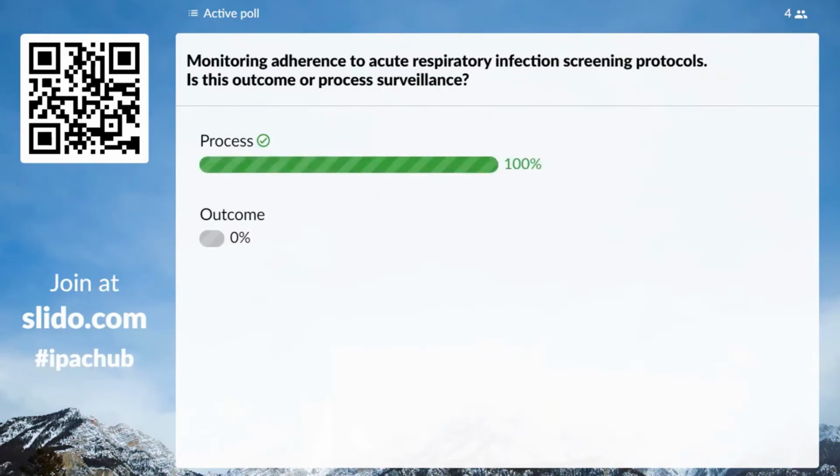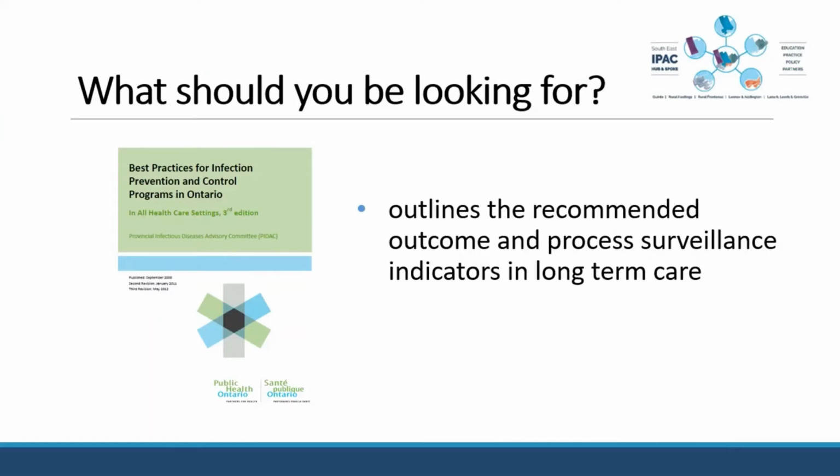Some responses here. Oh, perfect job. Well done. A very, very good understanding of the difference between outcome and process surveillance. And yes, monitoring adherence to acute respiratory infection screening protocols would be process surveillance. You're checking how well people are recording those acute respiratory infections. So good job, everyone. And I'm going to turn it back over to Lana. Thank you, Dana.